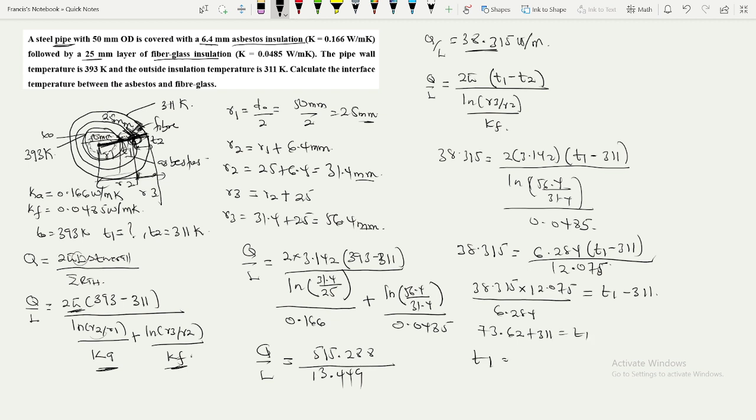So we can add our 311 to it to get our T1. Then our T1 becomes 384.624 Kelvin. So now our T1 is 384.62 Kelvin. Yeah, so that is the temperature between the asbestos and the fiberglass.